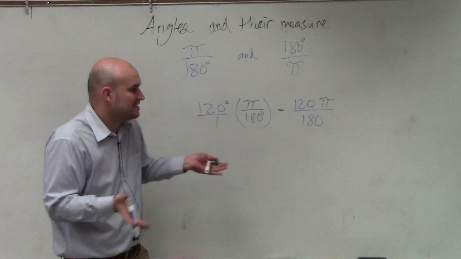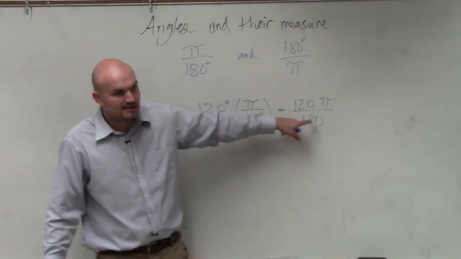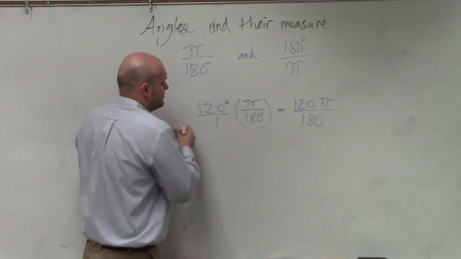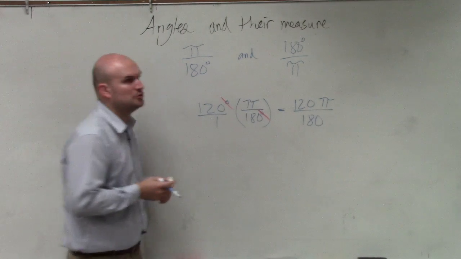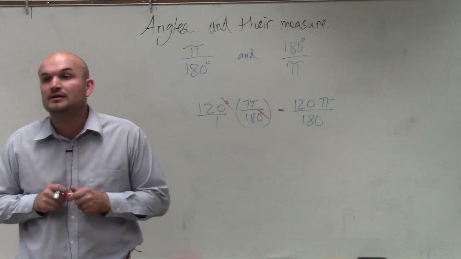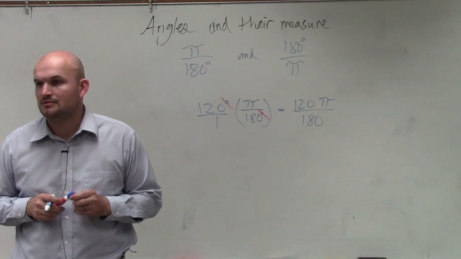Now the main important thing I want you to understand: do you see how the degrees divided out? I don't need these degree symbols anymore. One's in the numerator, one's in the denominator. They divided out. Yes?